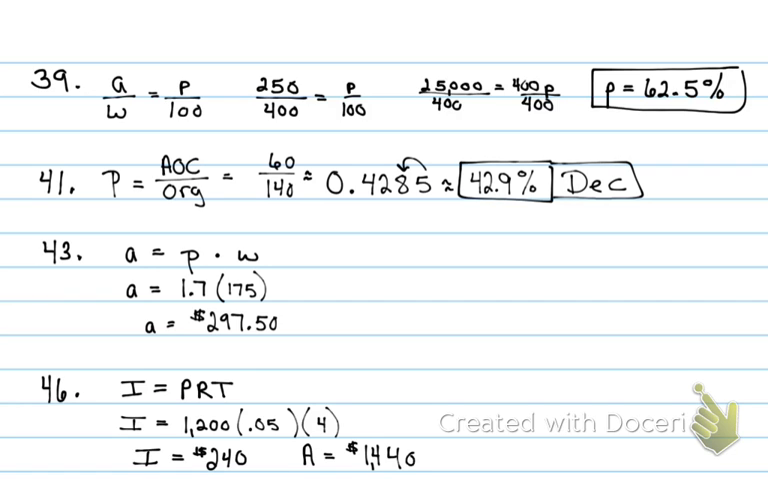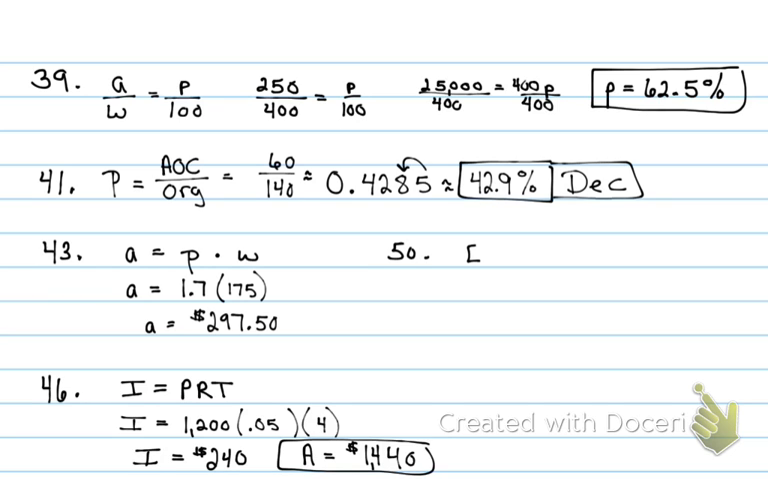Add it back to the original amount. Now, the letter A just stands for final balance. You don't have to know that, but I want to use the correct variable, okay? Which is A. I don't know why A stands for final balance, but it does. Okay? All right, so that's number 46.